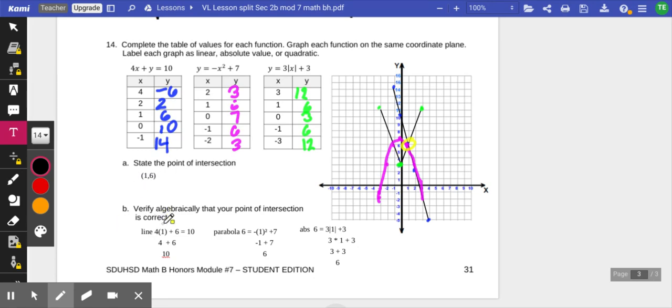Then I had to verify it. So I had to plug it in and show my work that both sides equal. Here, both sides are equal. Here, both sides are equal. So I know that that point makes all of my equations true. That's why it is the point of intersection for all 3 of them.